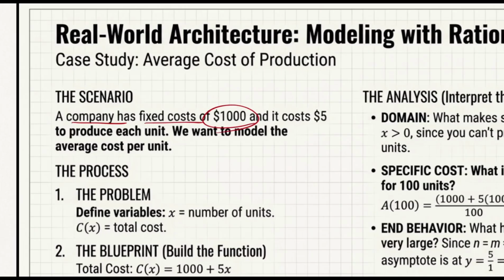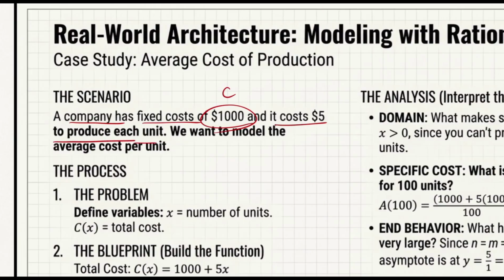This means that at the beginning of the day I have to consider $1,000. It doesn't relate to any formula. It's just a constant number, which we know most of the time as C. And it costs $5 to produce each unit. We want to model the average cost per unit.